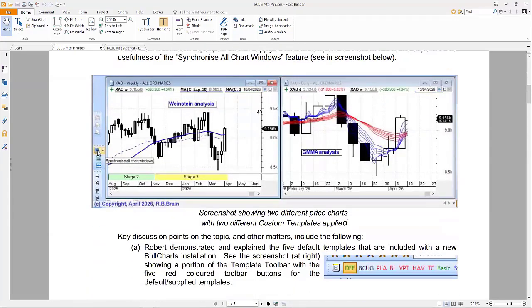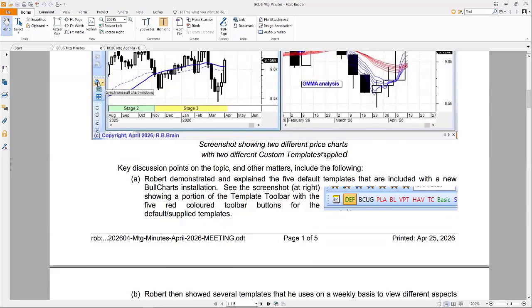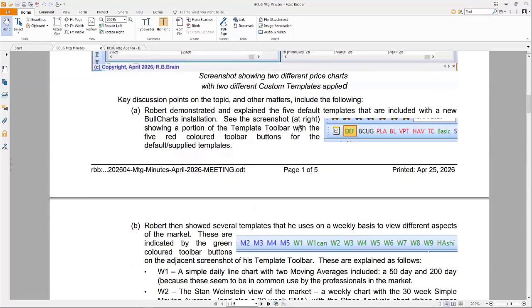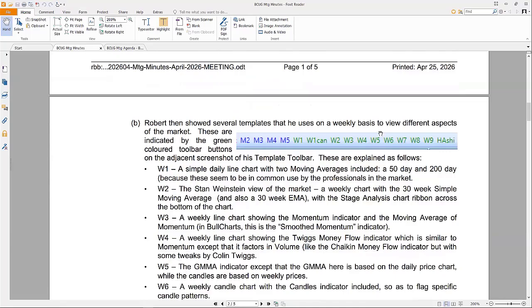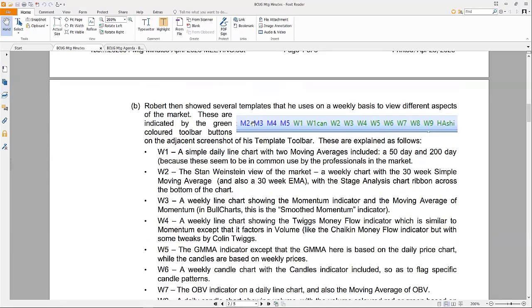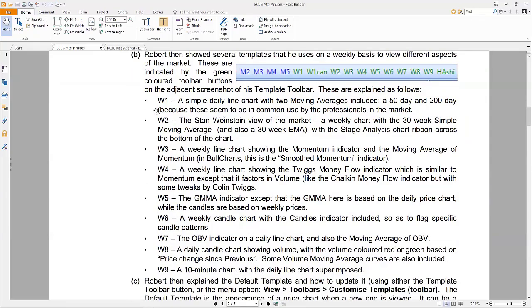There are some summary notes in the minutes, including the document that I had in the agenda that shows 2 sample BullCharts templates, 2 of mine that I use every week. Also in the minutes is a screenshot of a portion of the Template Toolbar showing 5 red-coloured toolbar buttons, and we'll talk about those shortly. I also showed this portion of my Template Toolbar with the number of templates that I use weekly, and I'll go through those tonight and show you those. And here's a list of what they are.